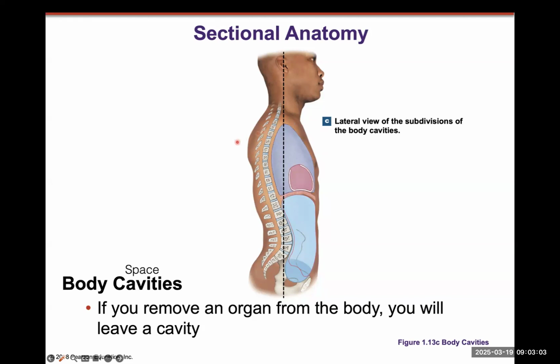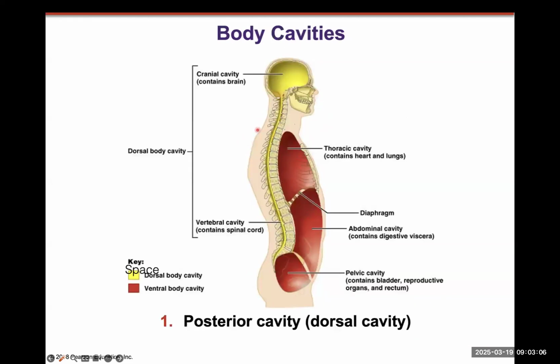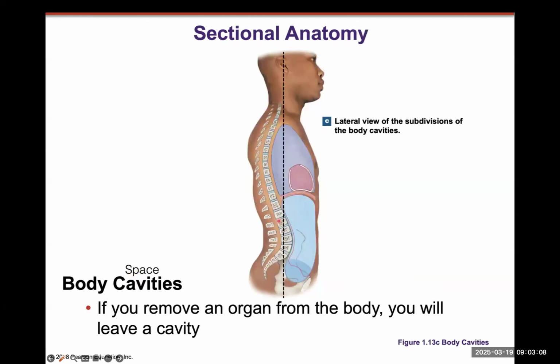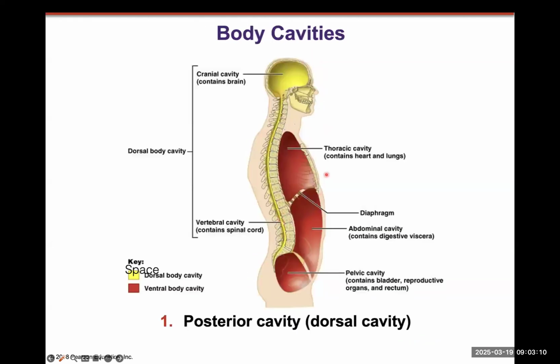Posterior cavity is shown in yellow here. And this is the anterior. There are multiple cavities here, or ventral body cavity, that are part of the ventral body cavity. So we do have these color coded here. So the anterior cavity is same as the ventral, means the belly, is going to be shown in red over here.